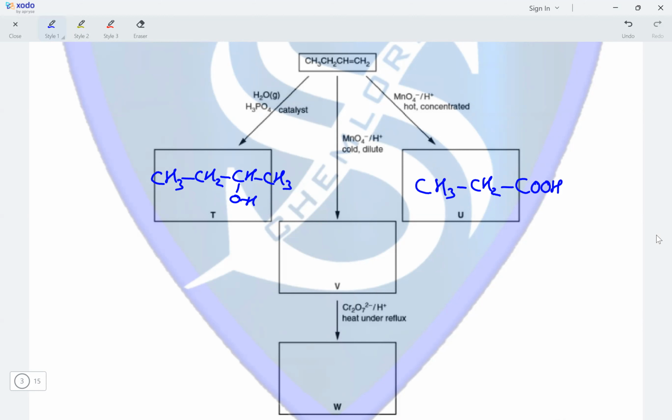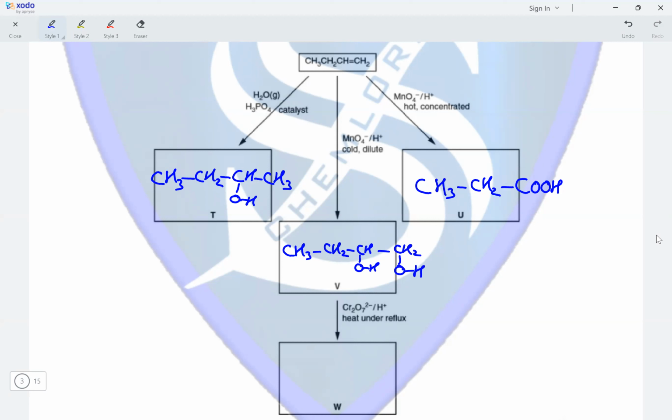For compound V, we've got the same reaction, oxidation, but under conditions cold and dilute. So cold dilute acidified KMnO4 or MnO4 minus ions would result in the formation of a diol. So that would be CH3, CH2, CHOH, and CH2OH. This is the diol, that is compound V.